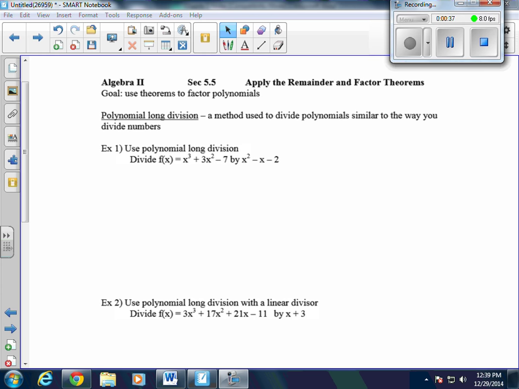The first thing we're going to talk about is something that you all enjoyed thoroughly, and that is long division. Remember back in the days, this is probably a long time ago, that we looked at how to do long division, and polynomial long division is almost identical to that. So polynomial long division is a method used to divide polynomials similar to the way you divide numbers. So what we're going to do first is look at an example, and we're just going to make a number up here.